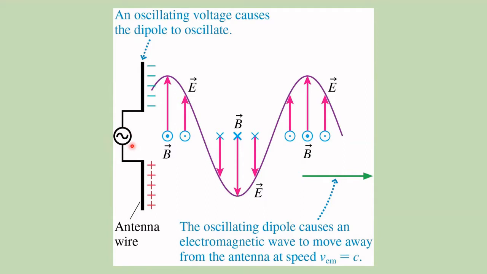So this little icon means alternating current. You can imagine the current sloshing up and down on this antenna, and that's equivalent to having opposite signed charges on the two ends and then having those charges reverse sides periodically.